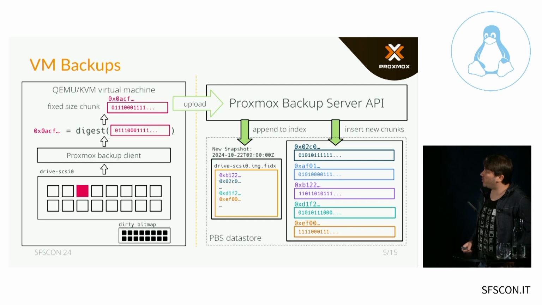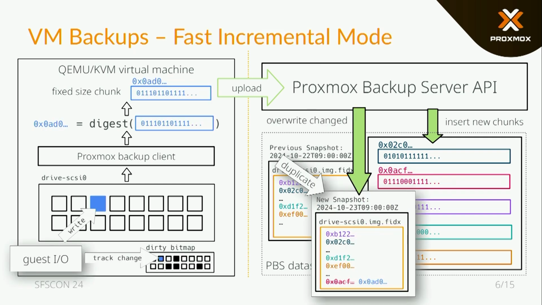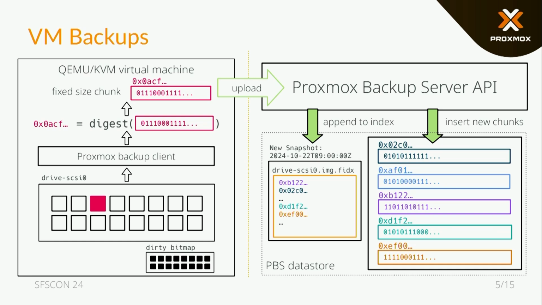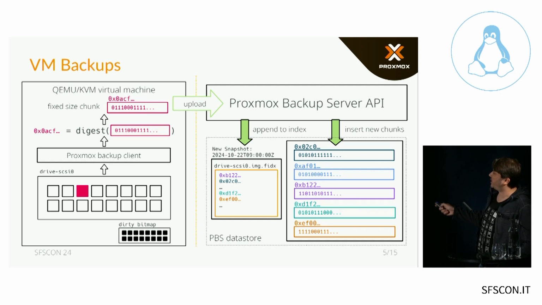How does backup work now? Let's take the example of backup for a virtual machine. We have a virtual machine running on the Proxmox hypervisor and a virtual block device attached to this virtual machine. The Proxmox backup client can then read the blocks of fixed size and calculate the cryptographic digest of these chunks. These chunks are then uploaded to the Proxmox Backup Server via the API and inserted into the chunk store and appended to the index file.